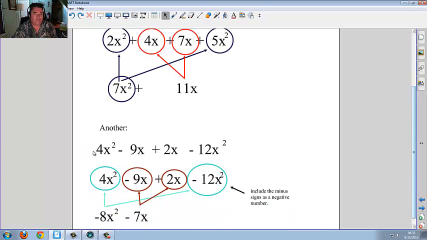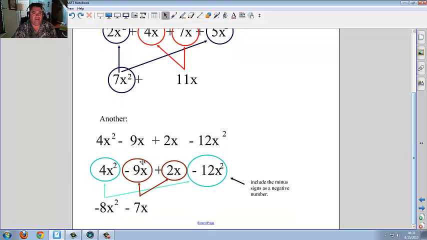Another here, 4x squared minus 9x plus 2x minus 12x squared. I can combine the 4x squared. Remember, if you have a minus, that includes it, so this minus becomes negative because really it means the same thing. So minus 12x squared and 4x squared combined makes negative 8x squared. And then negative 9x and positive 2x makes negative 7x.